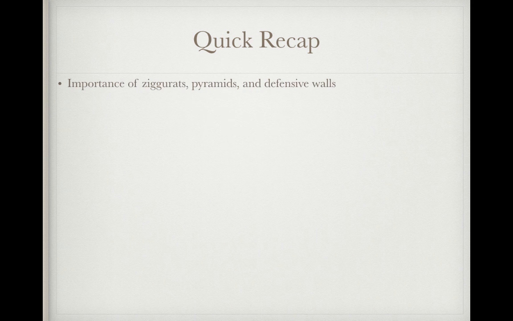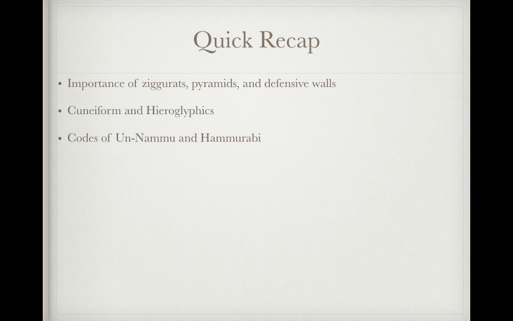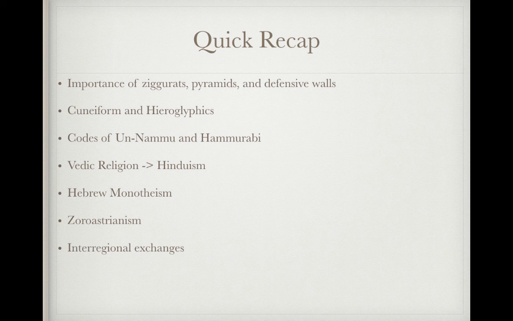All right, let's finish up with a quick recap. The importance of ziggurats, pyramids, and defensive walls. Cuneiform and hieroglyphics. Know that they were early writing systems. The codes of Ur-Nammu and Hammurabi, that they were written legal systems, legal codes for individuals to follow. The Vedic religion is going to influence Hinduism, Hebrew monotheism, Zoroastrianism. Interregional exchanges. Know the different goods that were shipped between each region. The Bantu migrations is an excellent example of cultural diffusion.